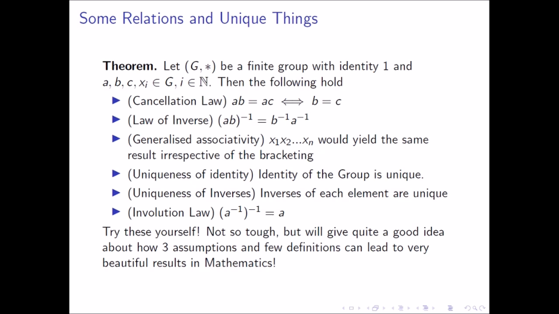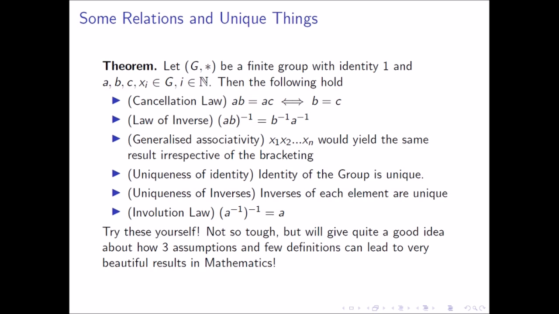Now, what about identity and inverses of elements? It turns out they are unique. If we have an element, its inverse is unique. The identity of the group is also unique. So, can you just prove these two facts? These are not difficult, just require some patience and a good understanding of what groups are. The involution law is also pretty obvious, right? What's the inverse of 2 in the additive group of integers? It's minus 2. What's the inverse of minus 2? It's again 2.